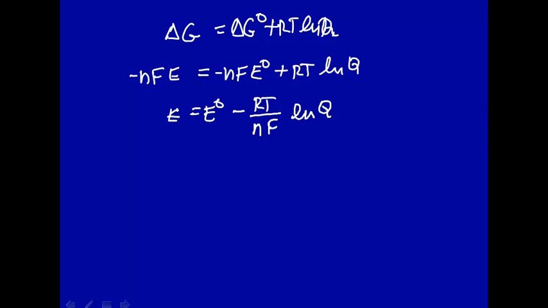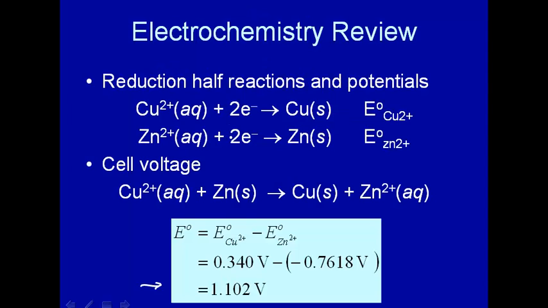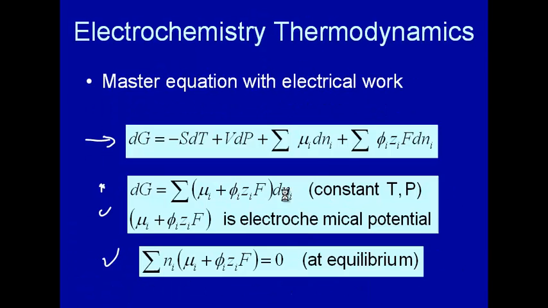So there we go. A cell that is not at equilibrium, not at standard state, you look at the Q, and that will give you a certain cell voltage. Oh, that's kind of cool. So let me touch base with where we're going here.